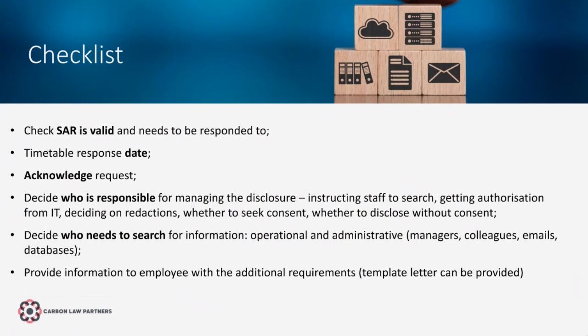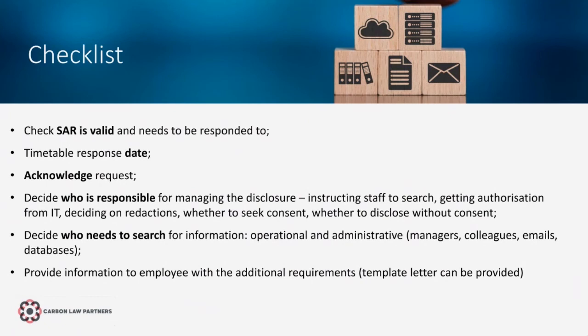You need to decide who is responsible for managing the disclosure, ensuring that proper instructions are given to the appropriate staff to search, getting your authorization from IT. If it's not IT that are doing it, then you will, in all likelihood, need to be given access to these inboxes, to these email accounts, so that you can undertake searches. You need to decide on the redactions. You need to decide whether you're going to seek consent. You're going to need to decide whether you're going to disclose without consent. You're going to need to decide who is going to search for information, because, like I said, there is sometimes going to be information that exists that you simply don't know of because it's in notebooks or similar other sources.